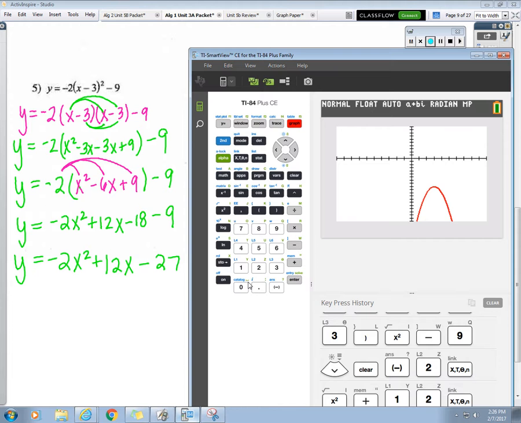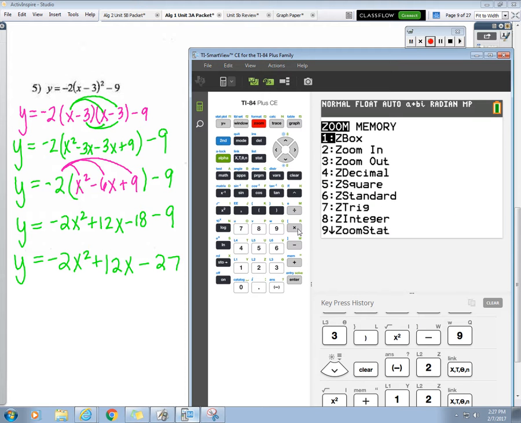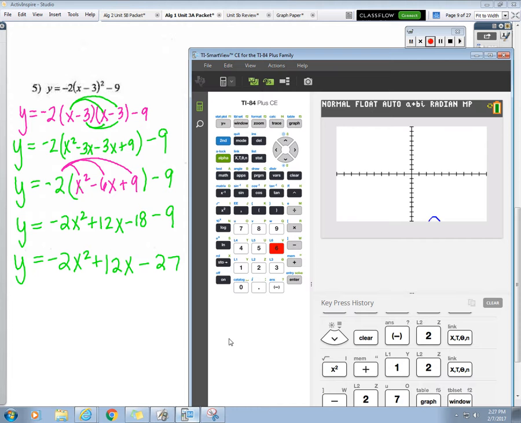Okay? Now, if you ever want to get back to your normal window, you can go back to window and change it back to negative 10, or you can just hit zoom, standard, which is number 6, and it'll do it for you. It'll change the window back to 10, 10, negative 10, negative 10. You know what I mean? Yes?